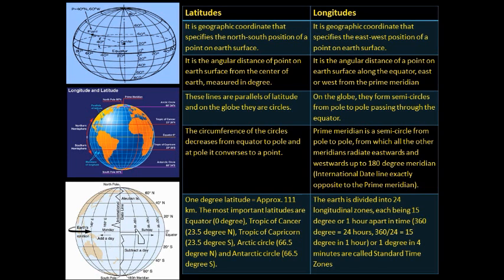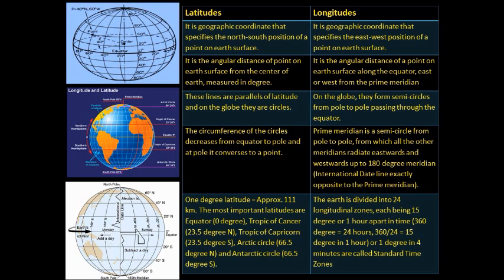The circumference of circles decreases from the equator to the pole, and at the pole it converges to a single point. We know that the equator is the greatest circle and it has the greatest circumference. So while moving from the equator towards the poles, the circumference of each latitude decreases, and at the north pole and south pole it converges at a single point.